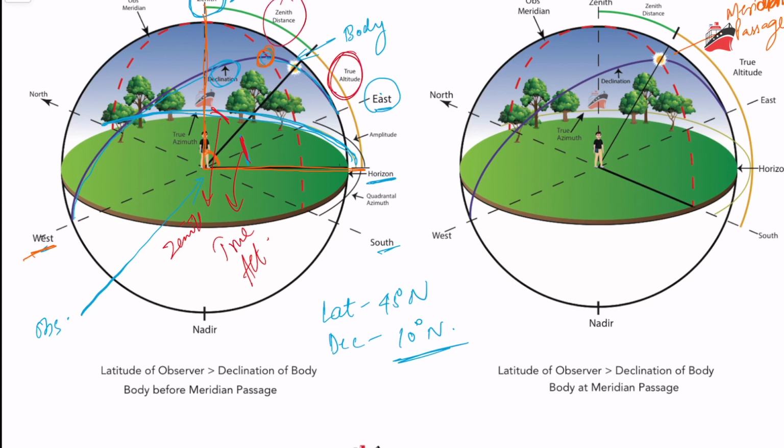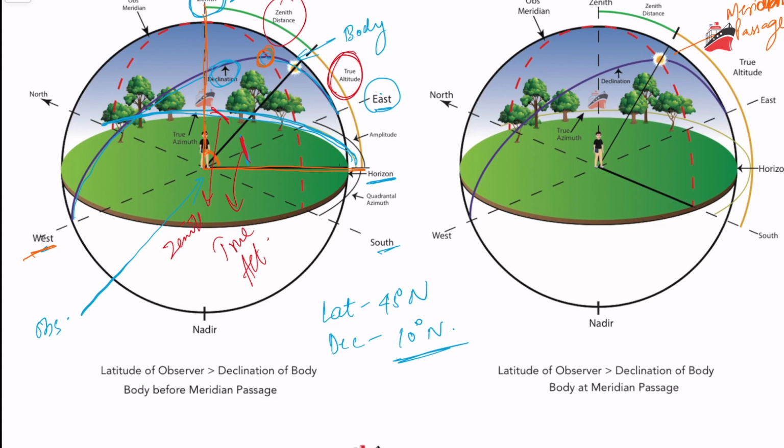You can pause the video to understand this diagram. Since I am making these markings to explain it to you, you can pause the video and understand the diagram and the markings made. This diagram is very helpful in understanding this.